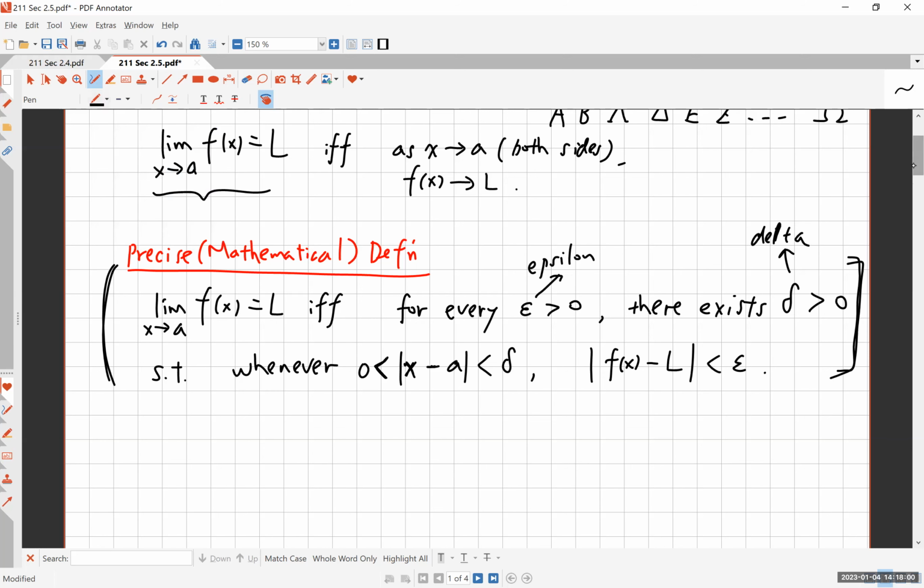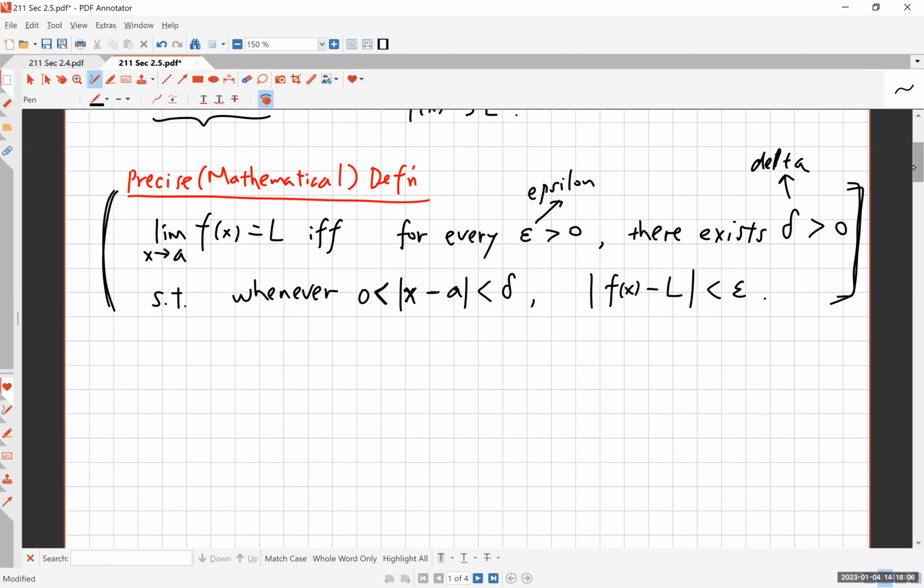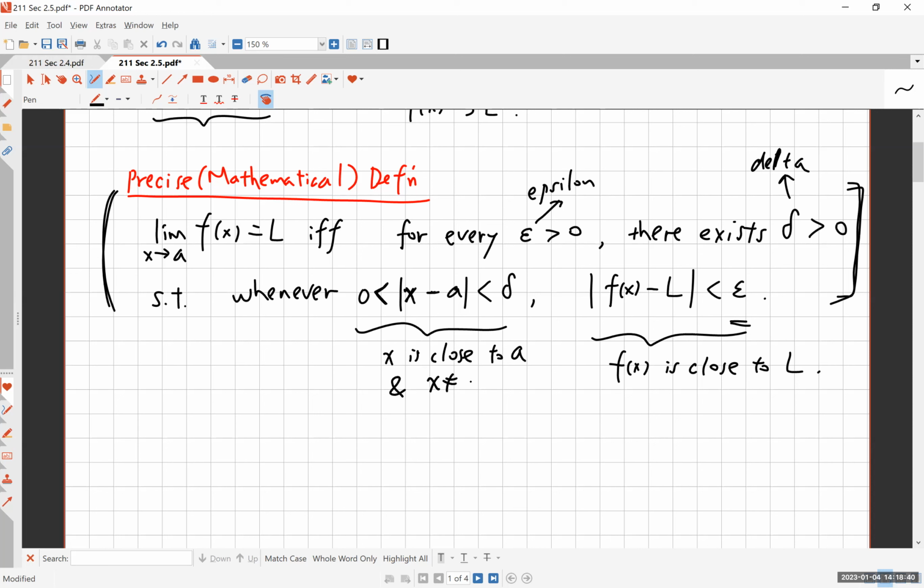I need to explain this, right? For every epsilon, somebody gives you a very, very small epsilon, then your job is to come up with a delta, a positive number, so that as long as x is within the delta distance of a and not exactly equal to a, then the difference between the value of the function and L is less than epsilon, which is that small number. This means f of x is very close to L. This means x is close to a and x is not equal to a.